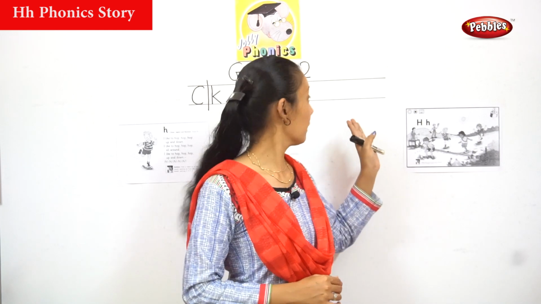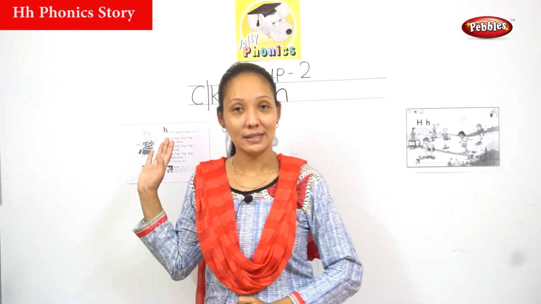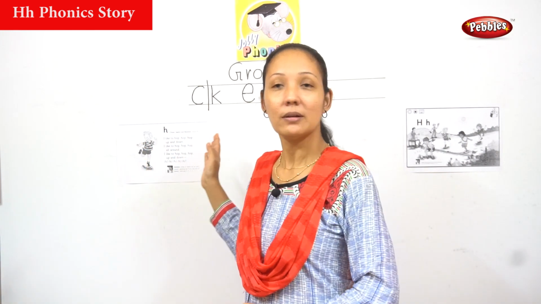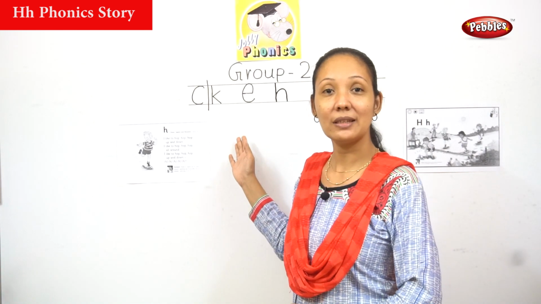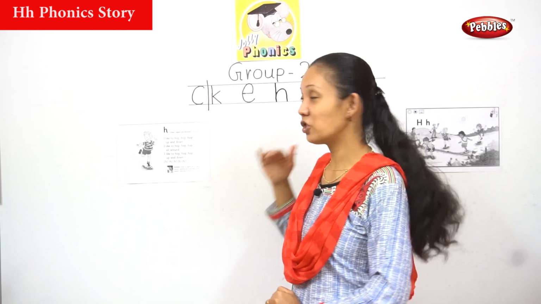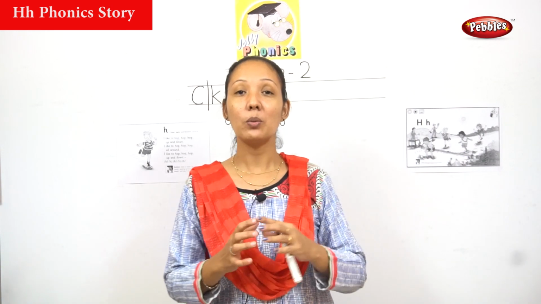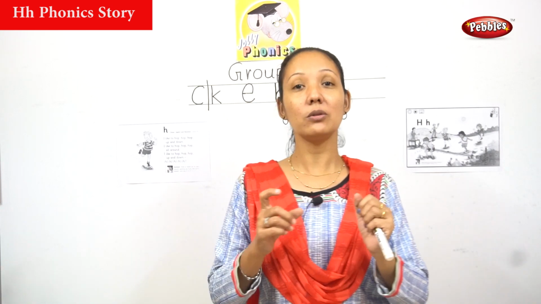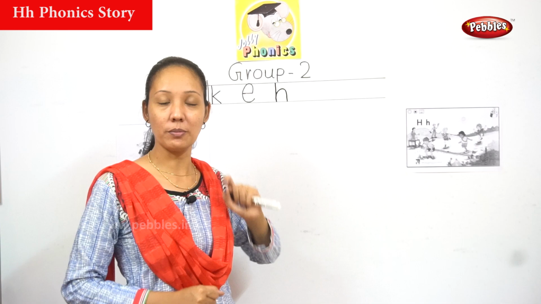H, H is H. Once again, C and K, same sound, K. Letter E, A. Letter E, A. H is H. Okay, now after this we will do some activities, and first we will learn how to write your letter H and the formation.